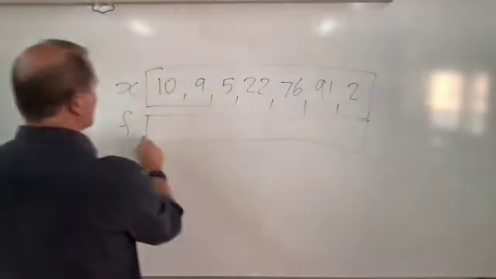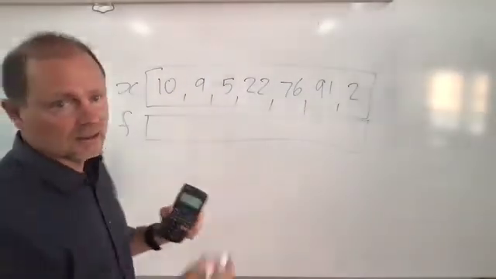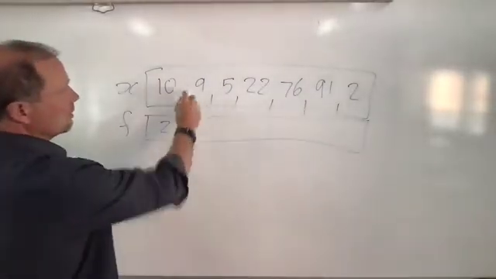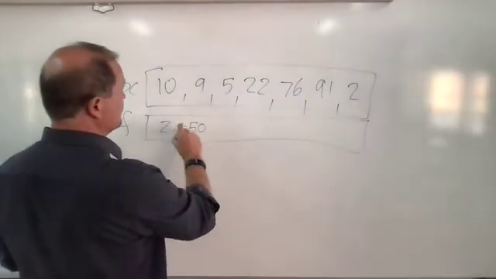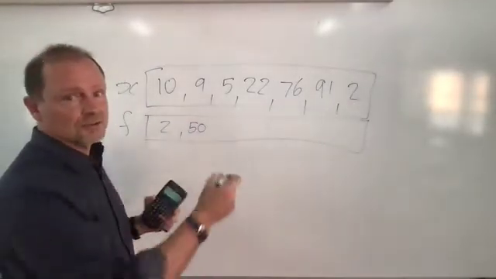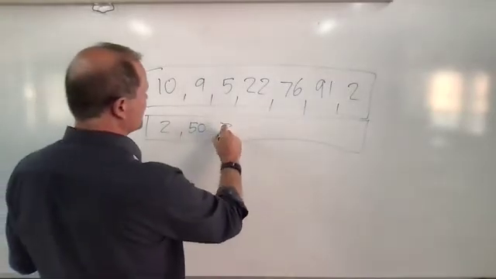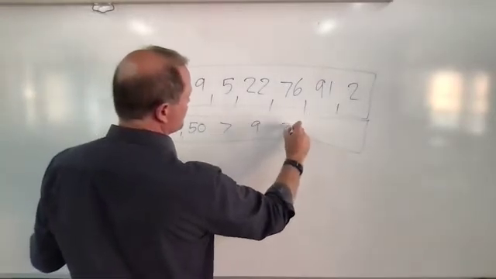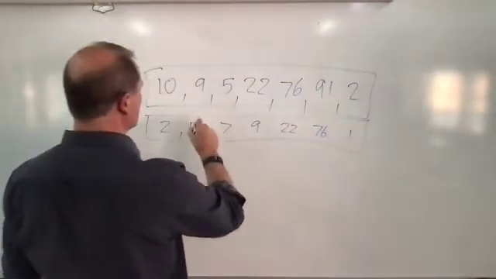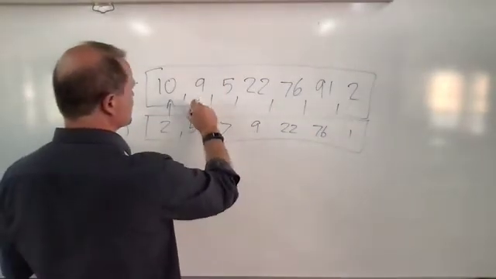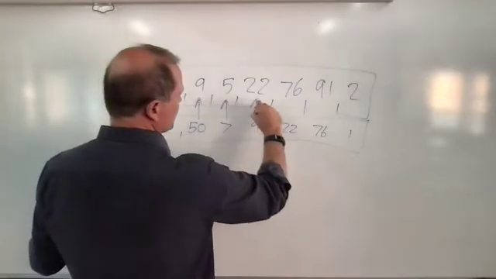So how many 10s do I have? Well, I think I'll have 2. How many 9s will I have? Let's put 50. 50 lots of 9s. And I'm going to continue filling that in. 7, 9, 22, and 76, and 1. So all of these are frequencies for the number that's above it. Okay.